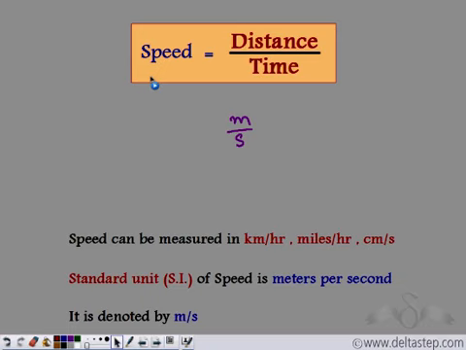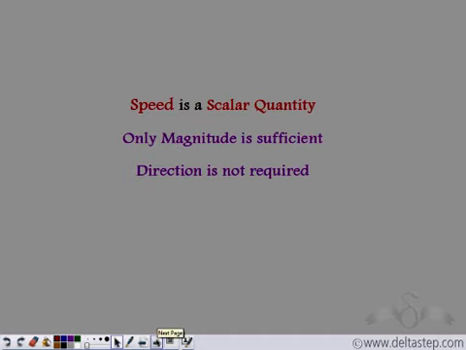So speed can be measured in kilometers per hour, miles per hour, centimeters per second, and the standard unit for speed, as we have already derived, is meters per second. It is denoted by m/s. Speed is a scalar quantity, as we had already seen, because distance is a scalar quantity, time is a scalar quantity, speed is a relation between distance and time, so speed is also a scalar quantity, and we require only magnitude to describe speed, no direction is required.